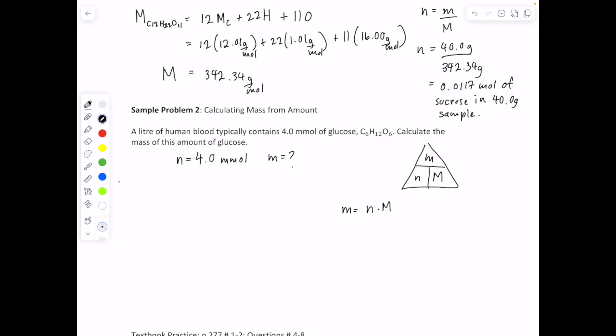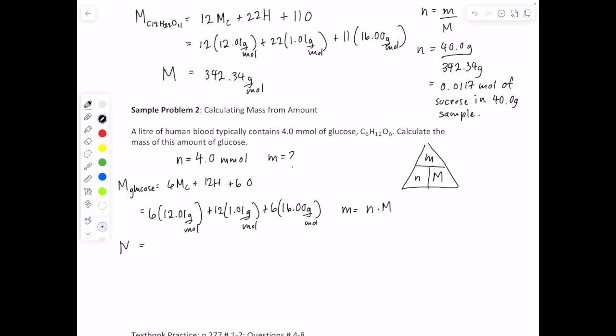The molar mass of glucose is 6 times the molar mass of carbon plus 12 times the molar mass of hydrogen and 6 times the molar mass of oxygen. So that's 6 times 12.01 grams per mole plus 12 times 1.01 grams per mole plus 6 times 16.00 grams per mole. And the molar mass of glucose is 180.18 grams per mole.